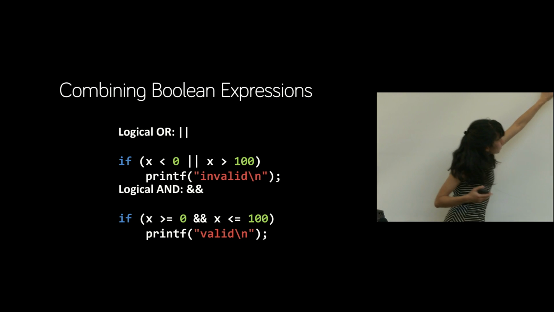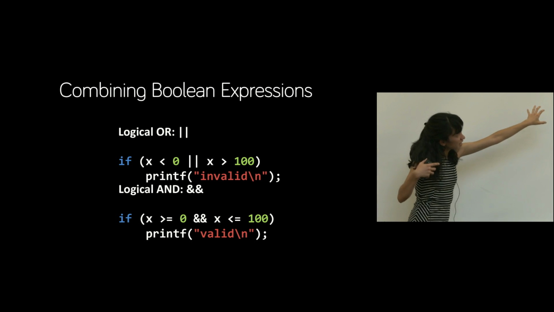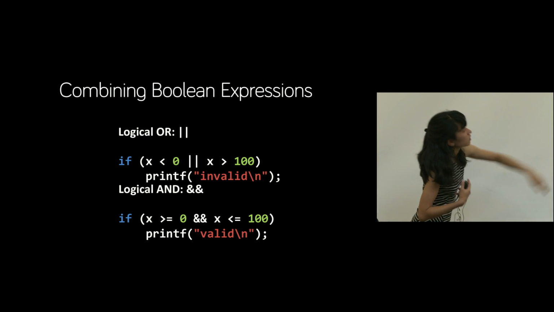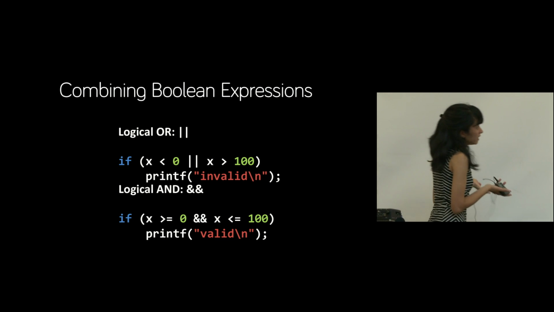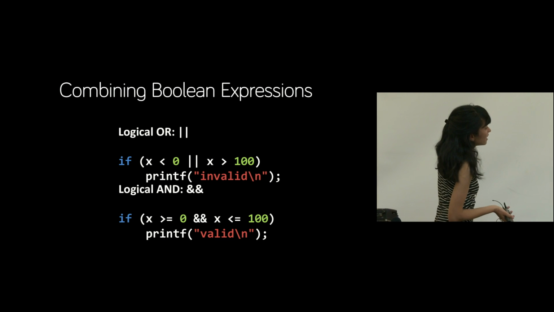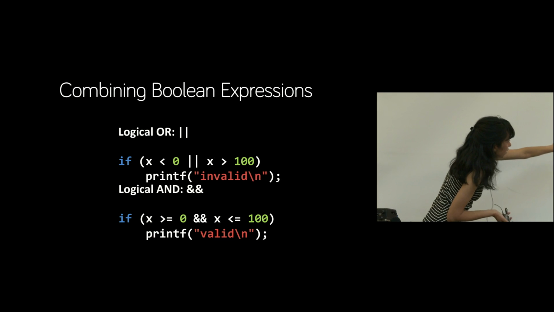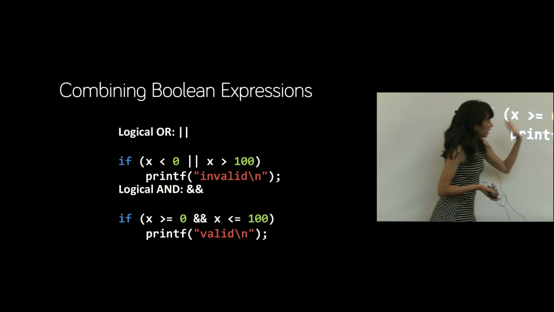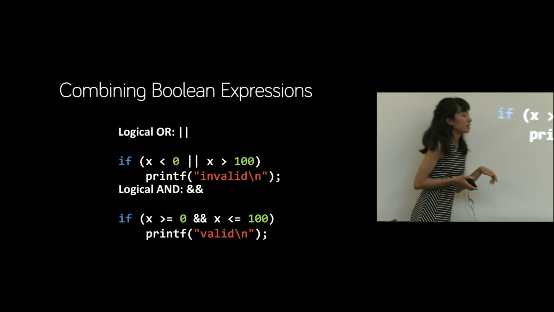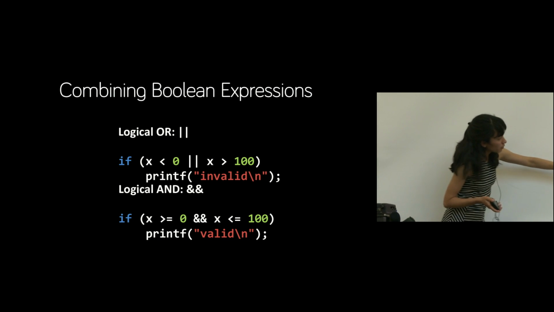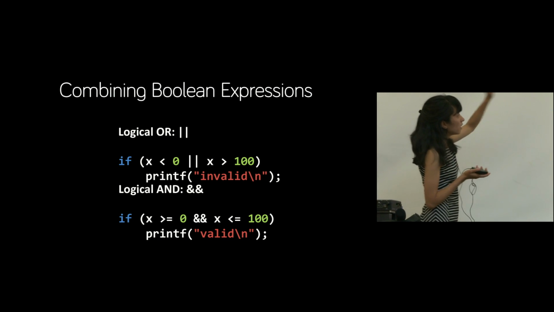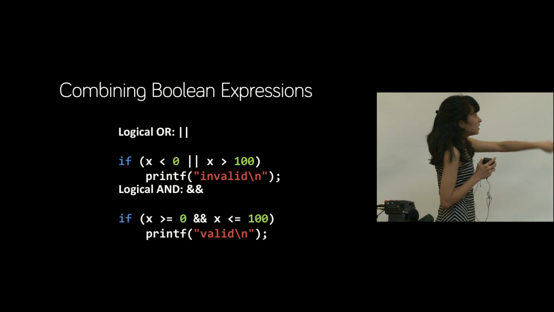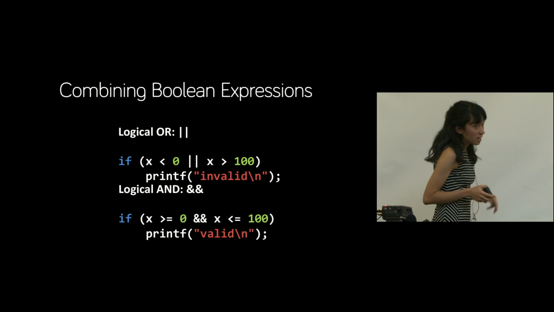So we can combine these Boolean expressions to construct more intricate conditional statements. Here, if whatever's on the left-hand side of the double bars or whatever's on the right-hand side of the double bars evaluates to true, then we'll print out invalid. And down here, if whatever's on the left-hand side of the two ampersands and whatever's on the right-hand side of the two ampersands evaluates to true, then we'll print out valid. So the double bars are called the logical OR operator, and the double ampersands are called the logical AND operator.